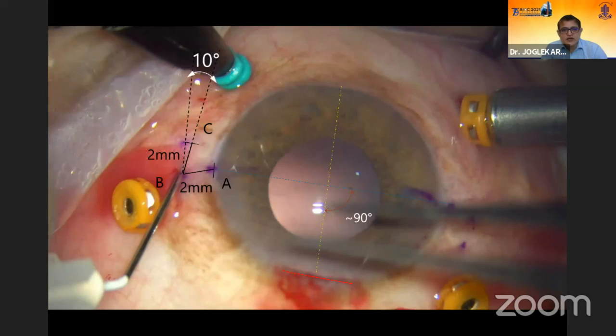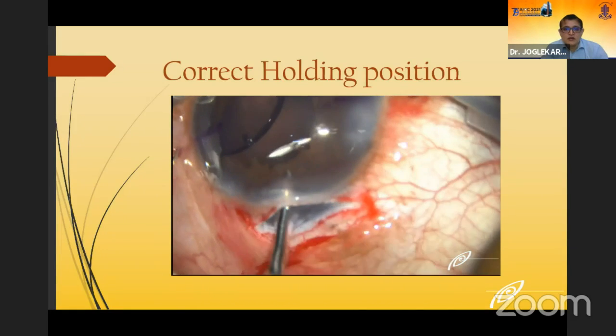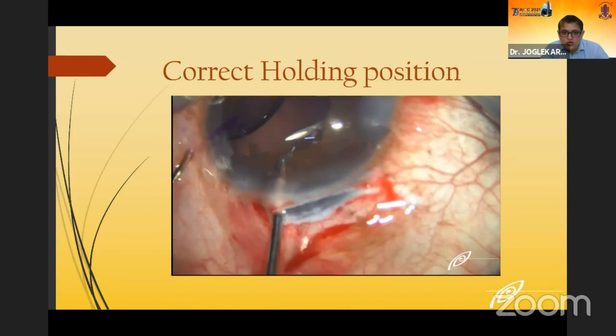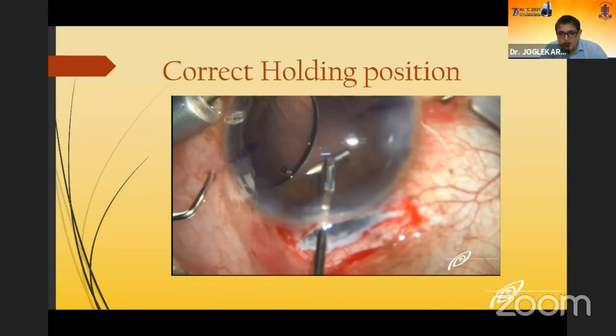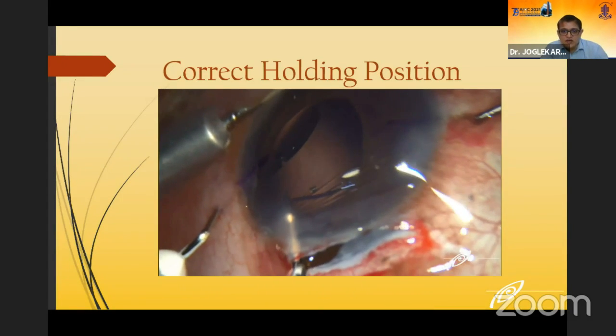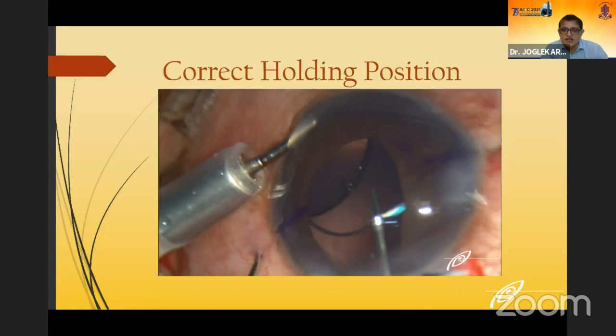So this 10 degree angulation here, and 10 degree angulation here, is required to accommodate the angulation of the haptics at the haptic-optic junction. Correct holding position is important. Don't hold too close. This is particularly important for the trailing haptic. It will not enter the needle. Instead, hold it farther, slightly away, so that it goes easily inside and you can thread it.